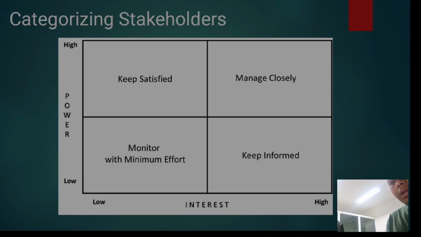So it's more of keeping them informed, but less on the interest. So another one is the low power and low interest. So both are low, so it is minimum effort. So with low power and low interest, there is less monitoring compared to the others. Okay.